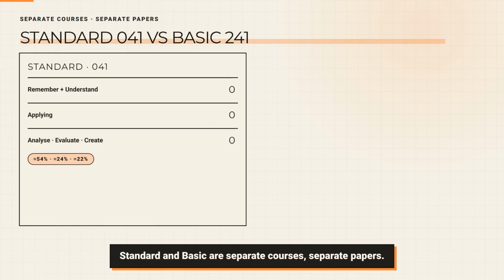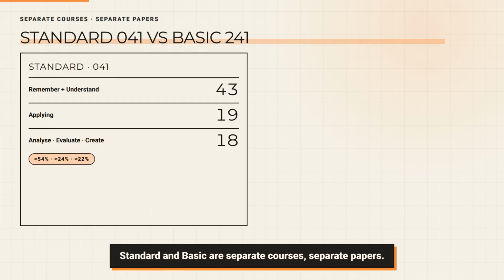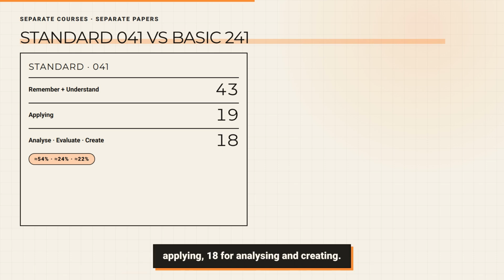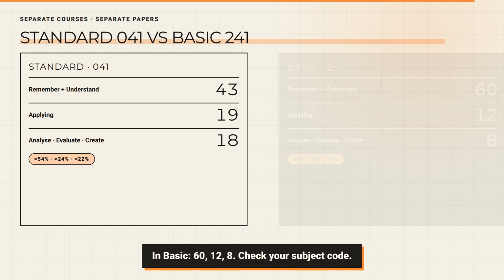Standard and Basic are separate courses, separate papers. In Standard, 43 for remembering and understanding, 19 for applying, 18 for analyzing and creating. In Basic, it's 60, 12, 8. Check your subject code.